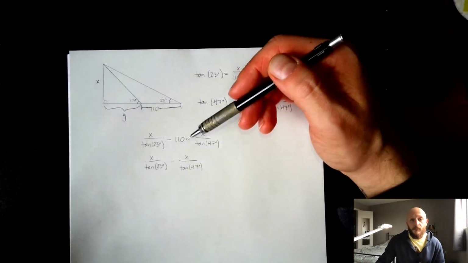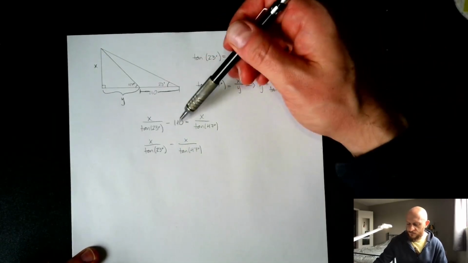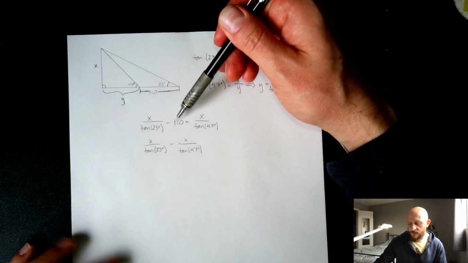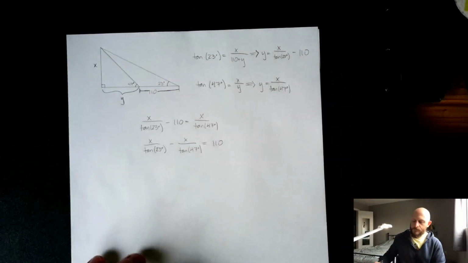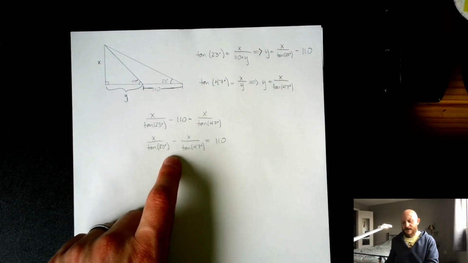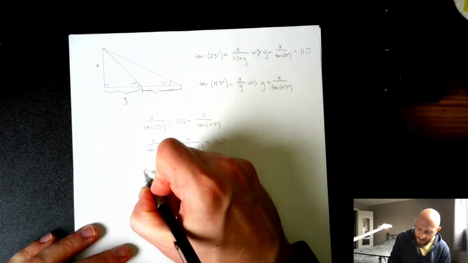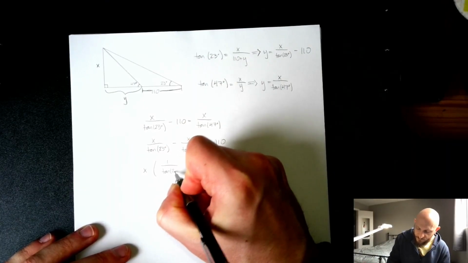And I'm doing like a couple of steps in one. So if this is like too fast for you, just slow down. Do it one step at a time. So then this 110 gets added to both sides, so it gets moved over. So I'm right here, and now that everything on this left-hand side involves an x term, I can factor that out. So it would become like x times 1 over the tangent of 23 degrees.